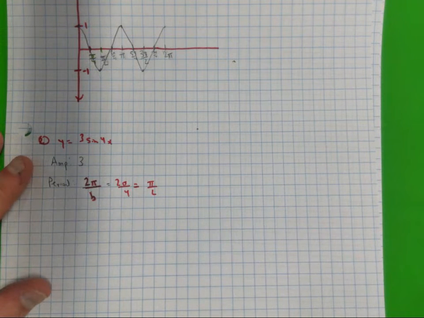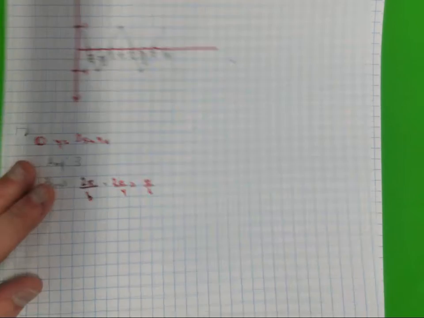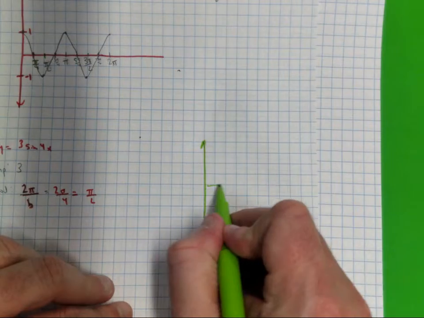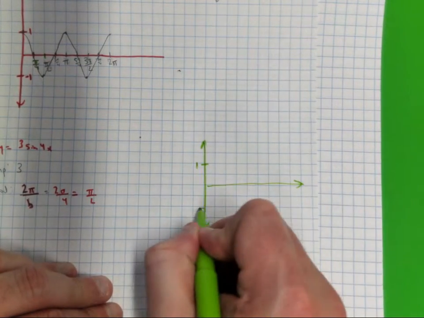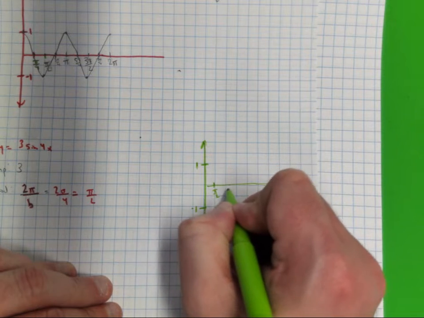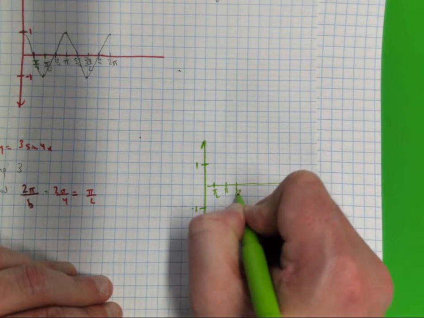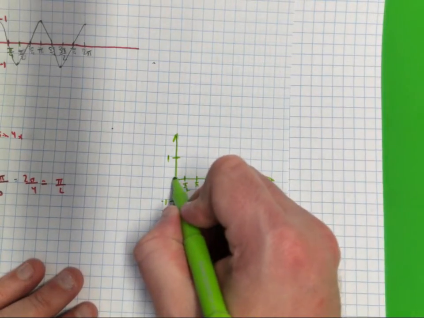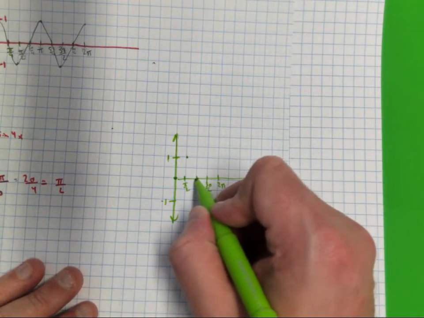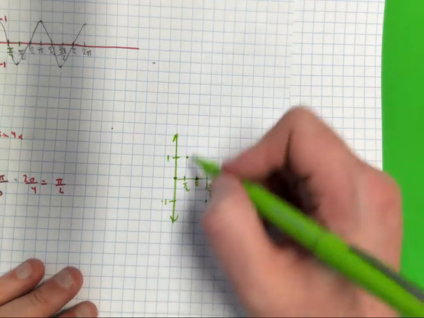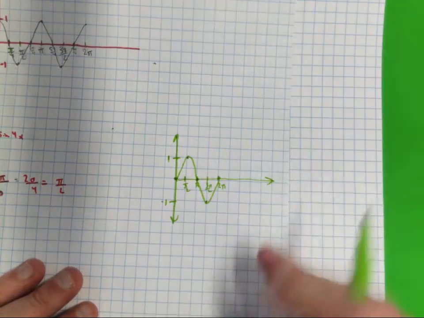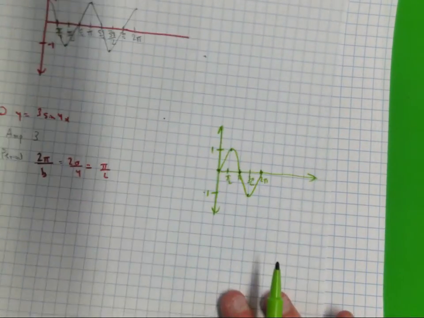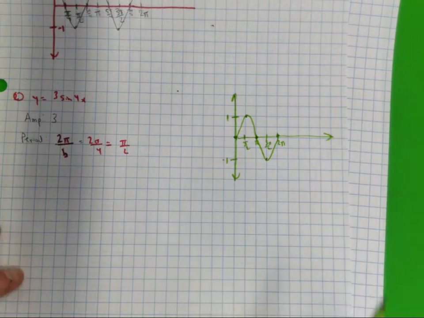to graph one cycle. But before we do this one, let's review the parent sine function, like we did the cosine up here. Your major points: pi over 2, pi, 3 pi over 2, 2 pi. Sine starts at the origin, goes to the amplitude, back down to the x-axis, down and back up. So remember the difference between the sine and cosine. Cosine starts up at the amplitude, sine starts at the origin. Alright, so you need to know that general shape.